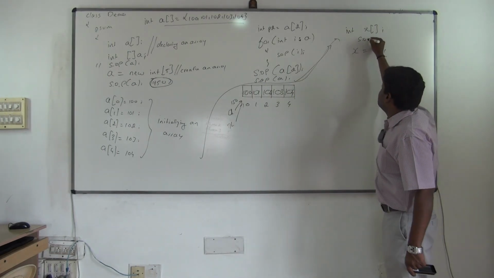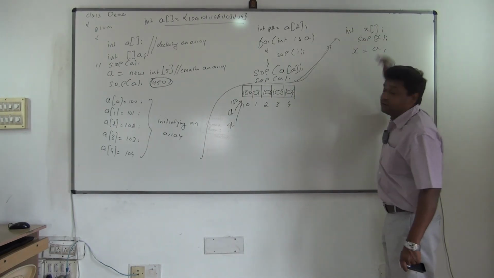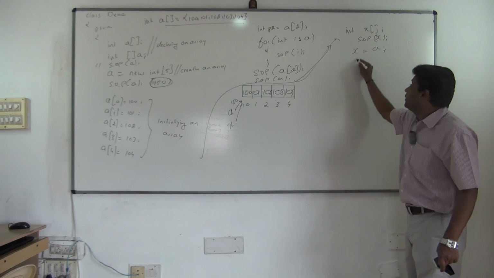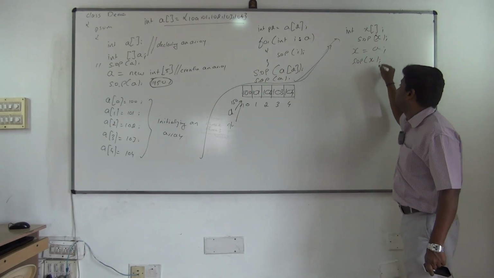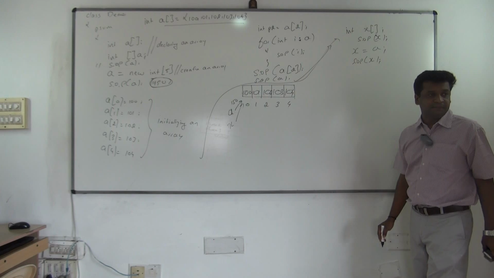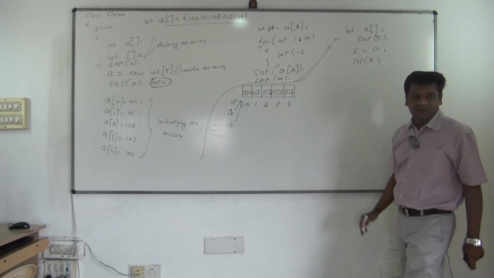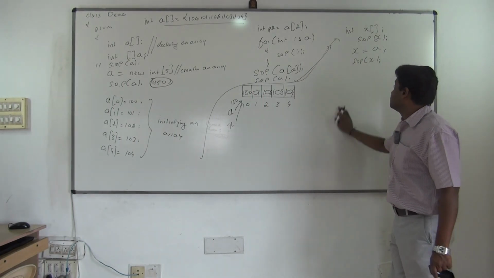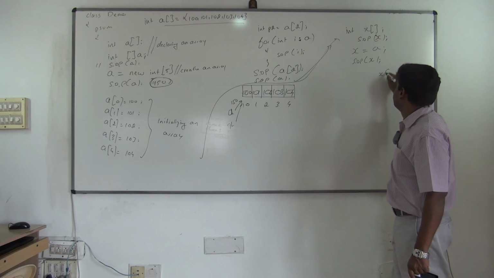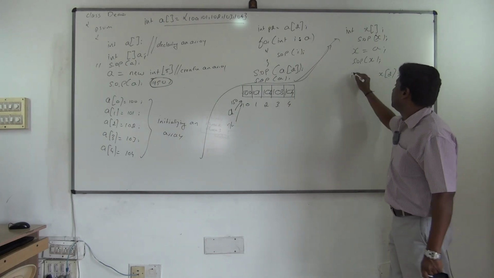So here if you print SOP X, you'll get an error, variable not initialized. But here if I print SOP X, what happens? The address will print. Clear? So fine. Now if I want to work, I can work now. See here, X of 2 is an int.